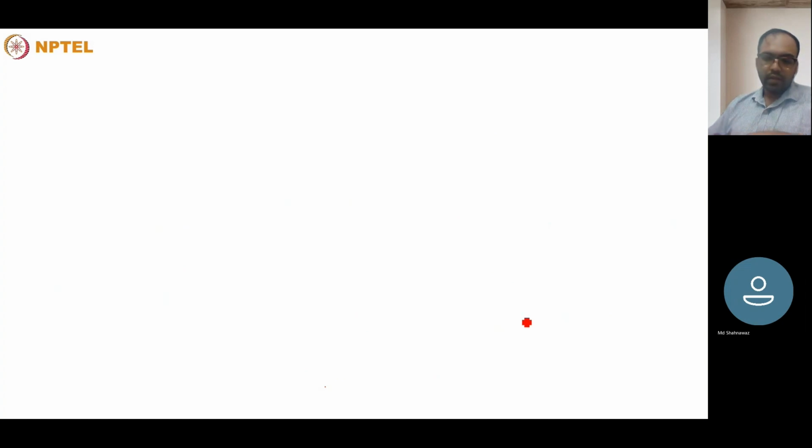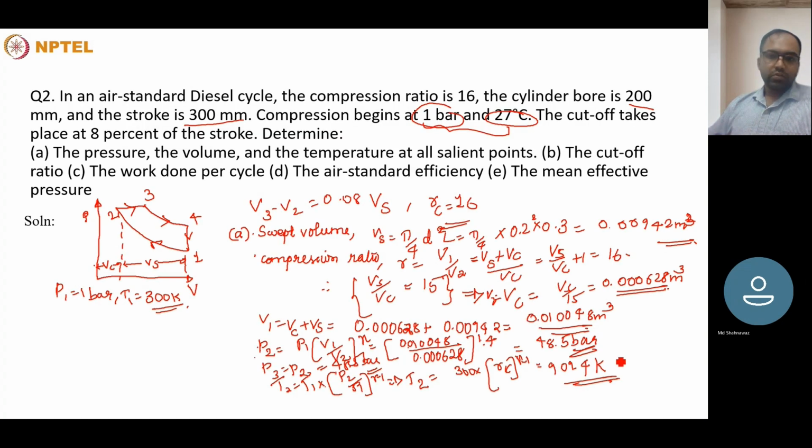Now we need to calculate the second portion. We have calculated the pressures, temperatures and volume at the beginning and the end of the compression. The cutoff ratio we need to calculate, and based on that we have to calculate the work done per cycle, the air standard efficiency, the mean effective pressure.